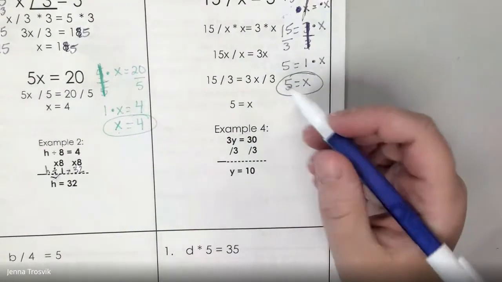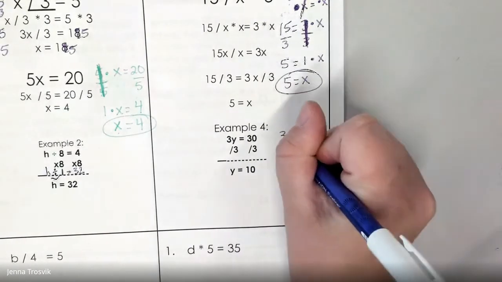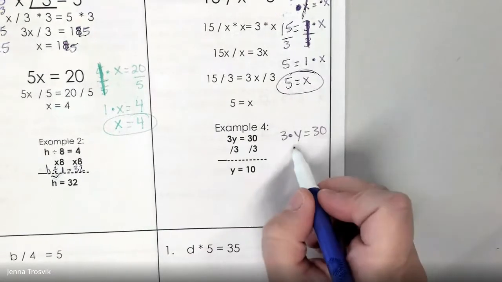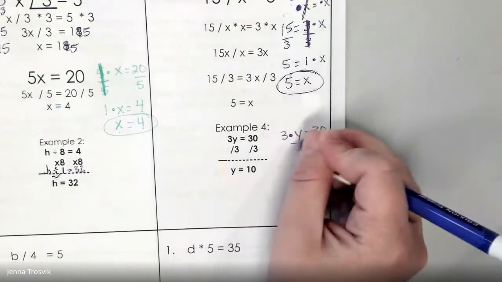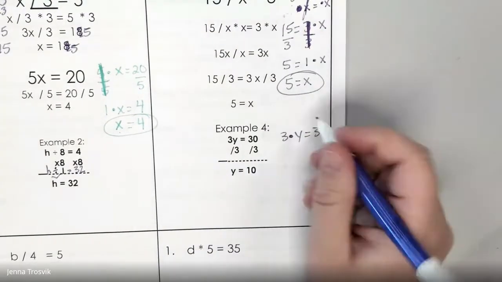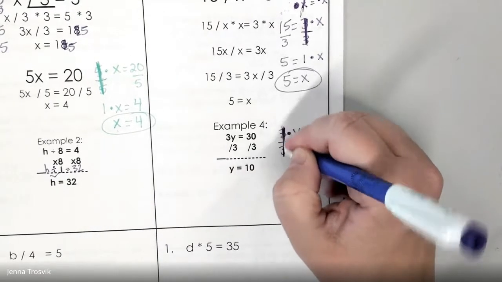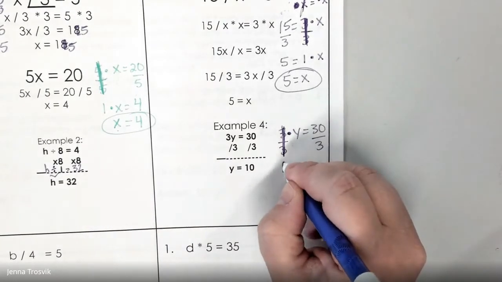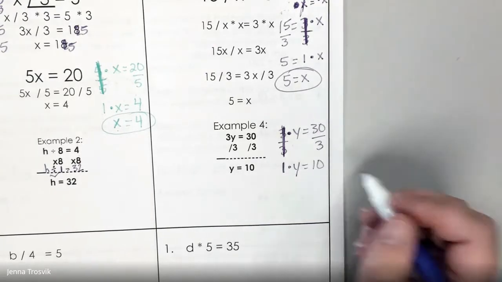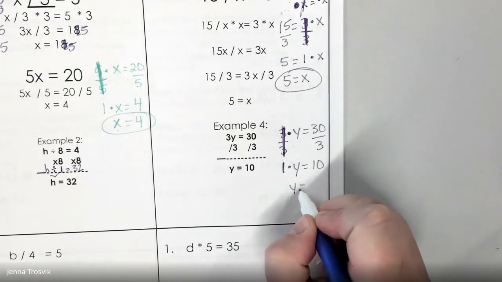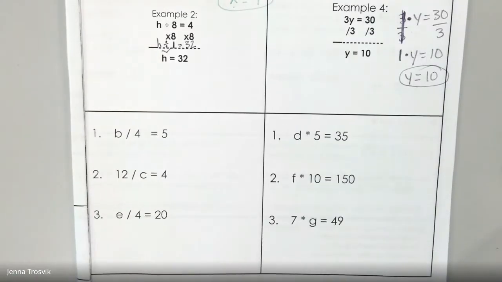Example number 4. We have 3 times y equals 30. Now, if we're multiplying, we're going to do the opposite and divide, but we're not going to divide by y. We're going to divide by the number. So I'm going to get rid of the 3 on both sides. This will turn into 1 because 3 divided by 3 equals 1. That leaves me with 1 times y equals 30 divided by 3, which is 10. 1 times y equals y equals 10. Boom.